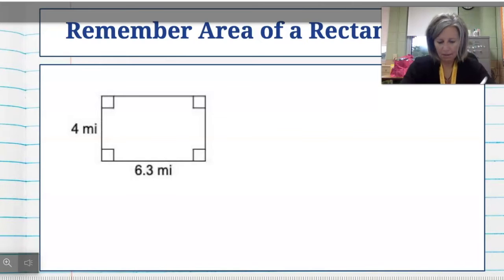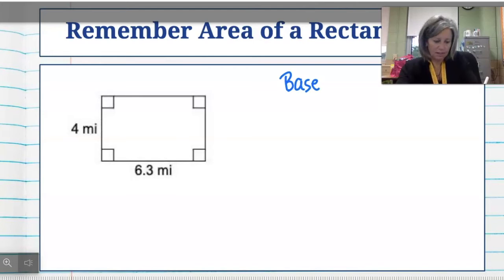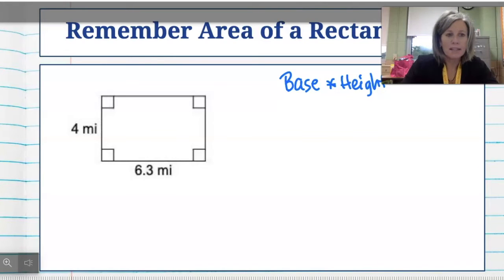If you have forgotten, the area of a rectangle is base times height. Base times height. That's how we find the area of a rectangle.